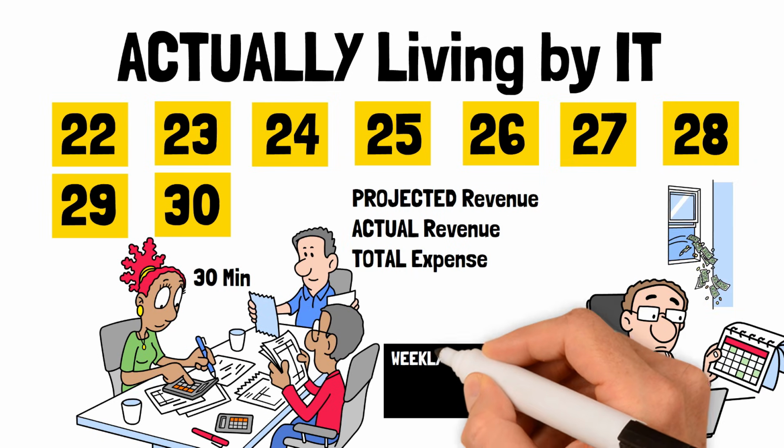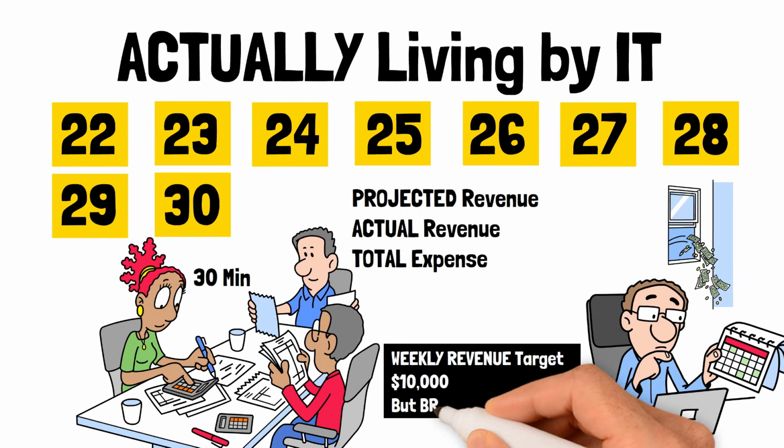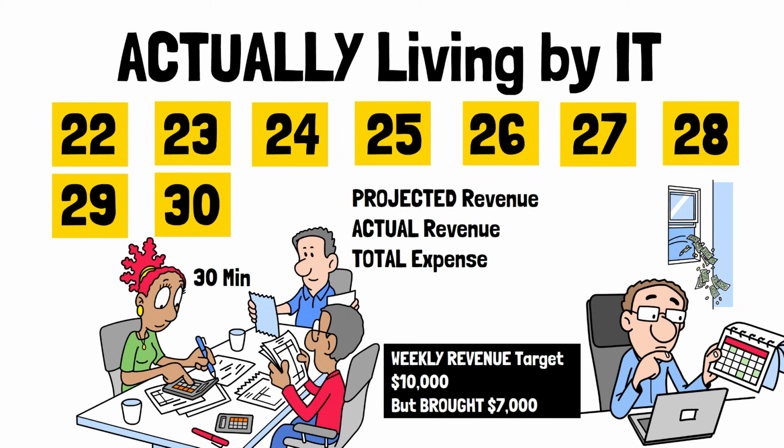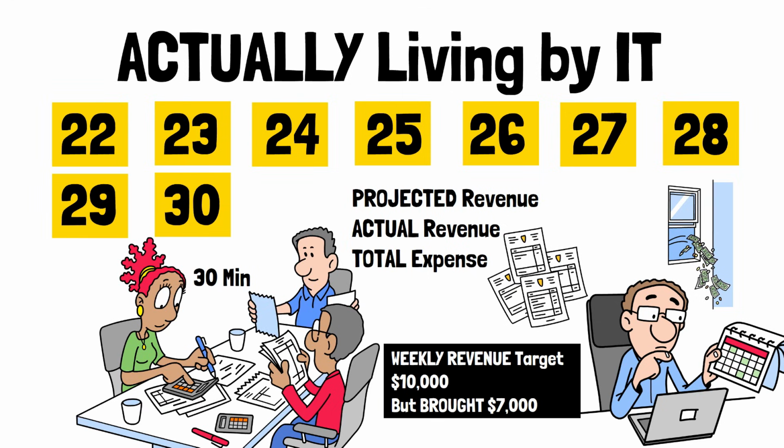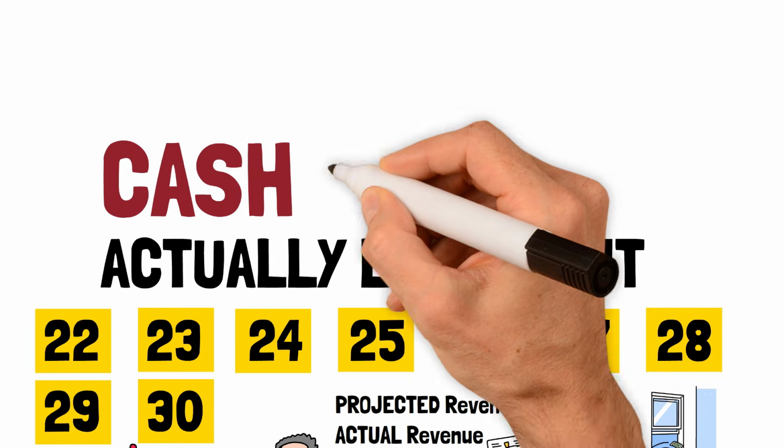Weekly tracking prevents small problems from turning into major cash crises. If your weekly revenue target was $10,000, but you only brought in $7,000, you immediately know there is a $3,000 gap that must be addressed. That gap may require increasing sales activity, adjusting marketing, or delaying discretionary spending. This is how budgeting becomes proactive instead of reactive.